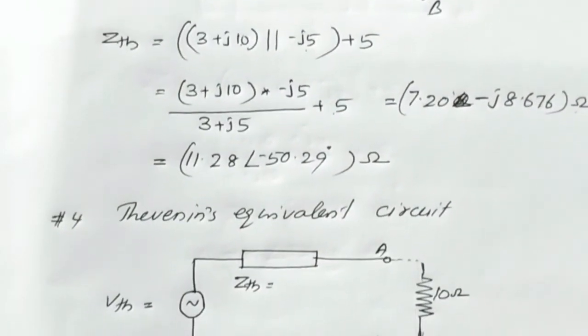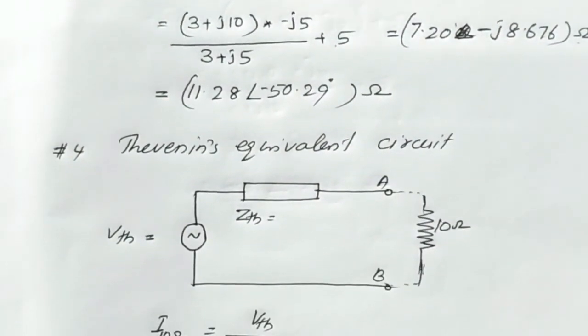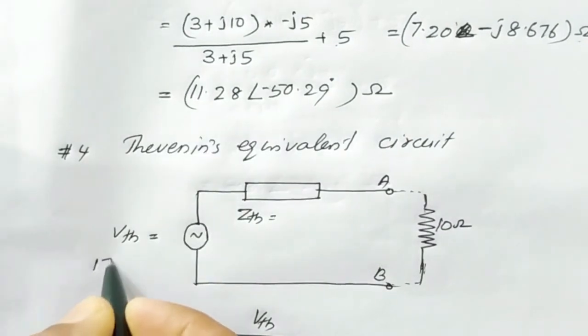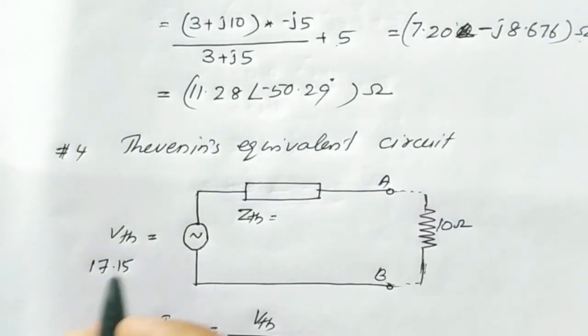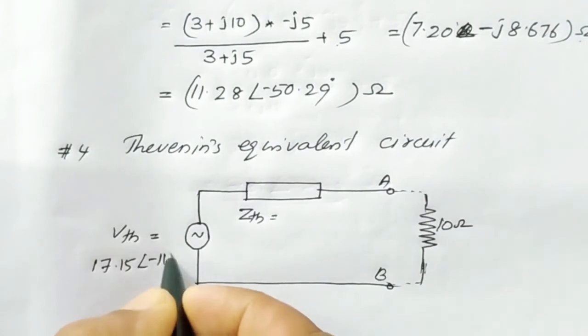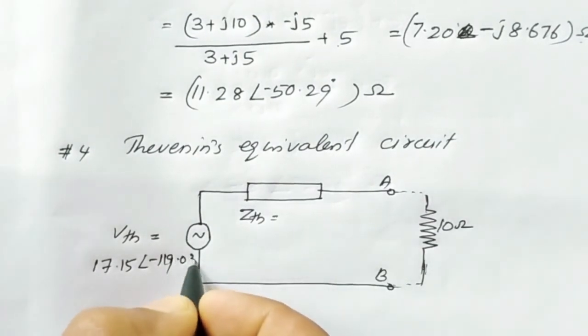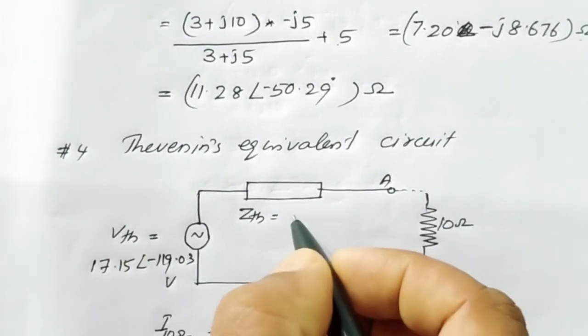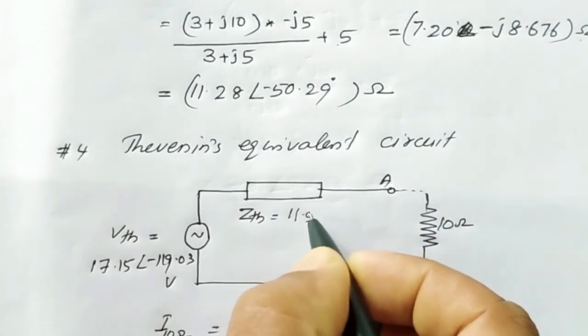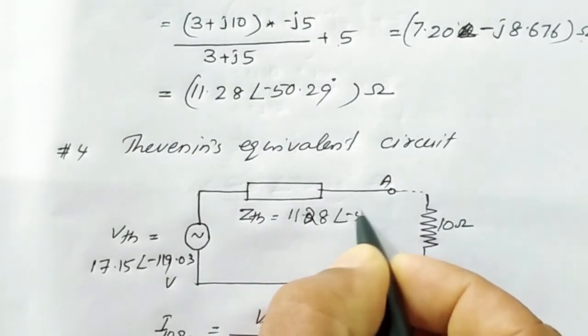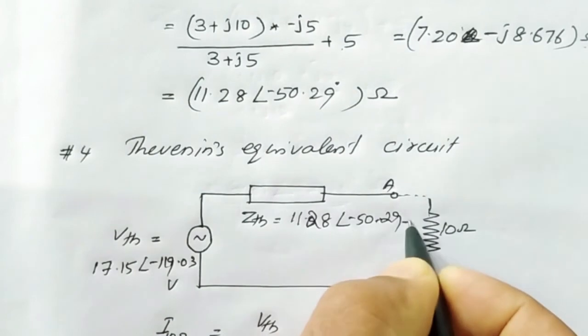Any linear active bilateral network with output terminals A and B can be replaced by a voltage source VTH in series with an impedance. Here the value of the voltage source is obtained as 17.15 angle minus 119.03 volt, and Thevenin's equivalent impedance is obtained as 11.28 angle minus 50.29 ohm.